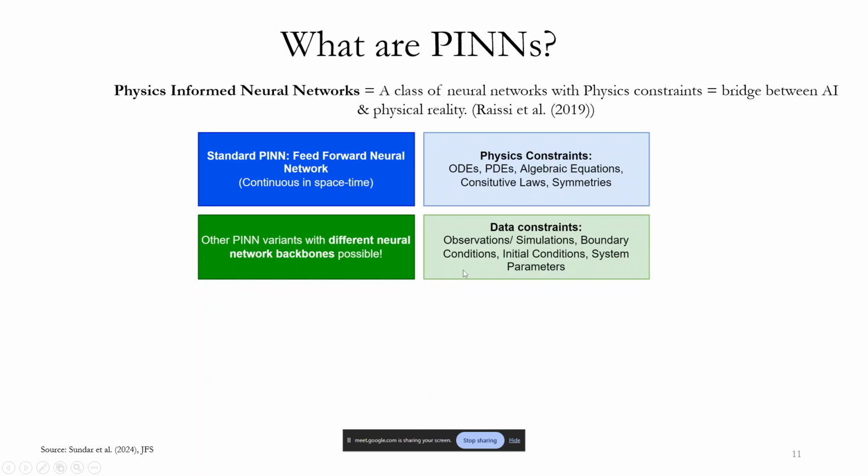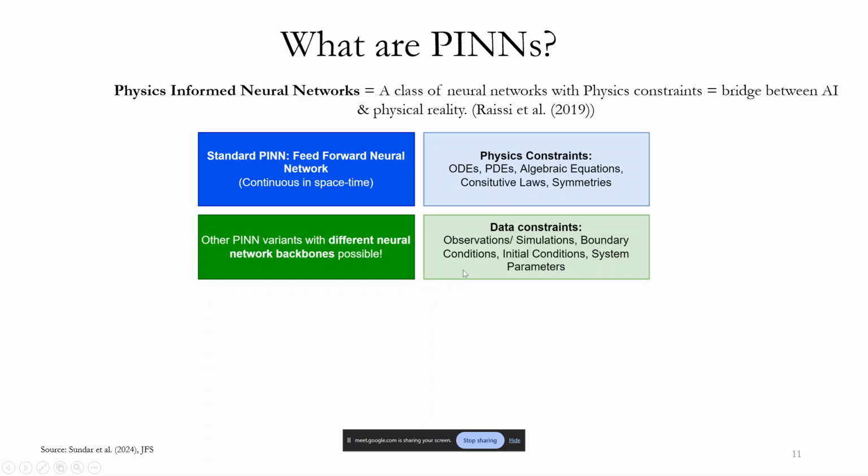And then there are data constraints, which are often your observations or simulation data if you have them, which come as your label data. Then you have your boundary conditions and initial conditions in case you're solving PDEs, or partial differential equations. And then you also have your system parameters, right? If you have them. If you don't have system parameters and you're trying to infer them, then this becomes a hidden or system identification problem.